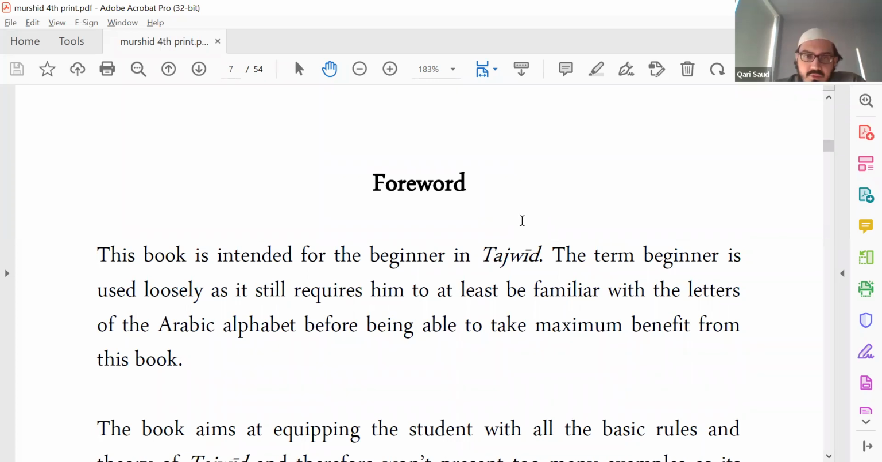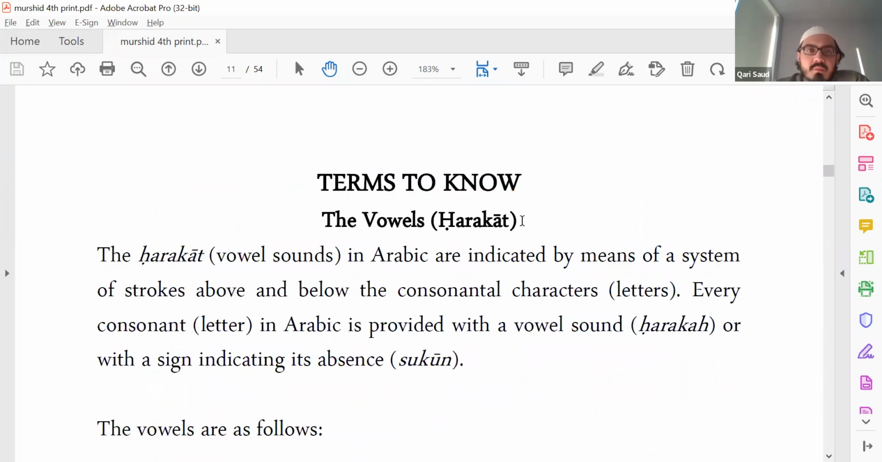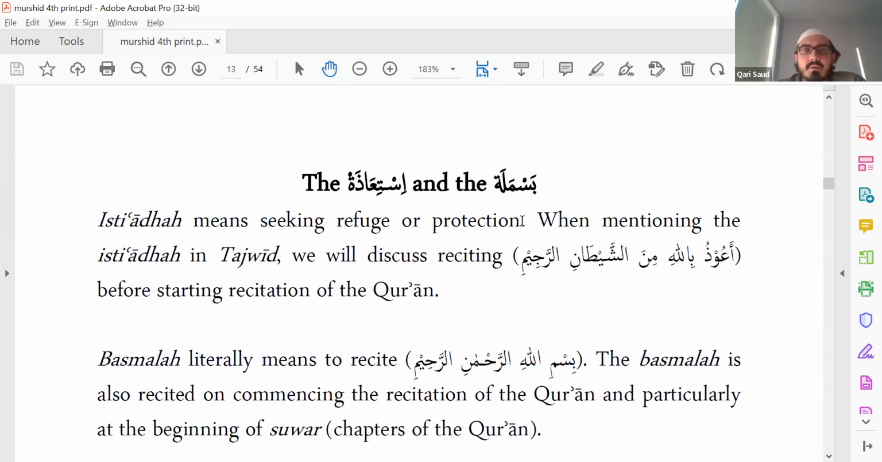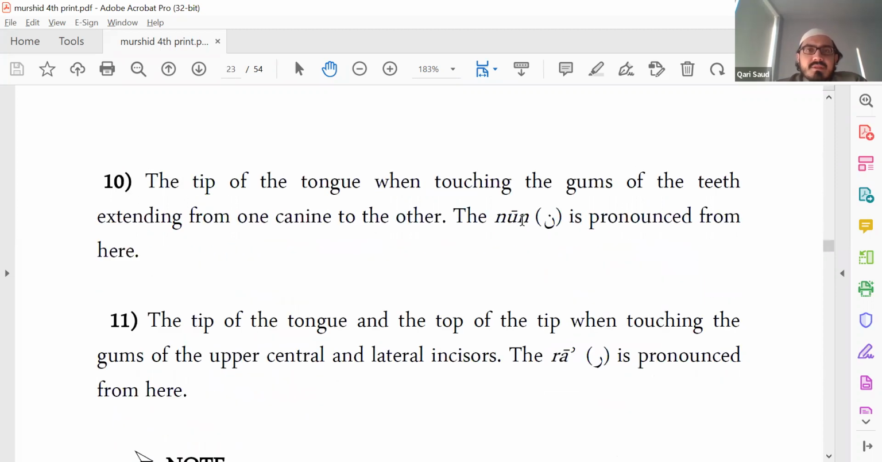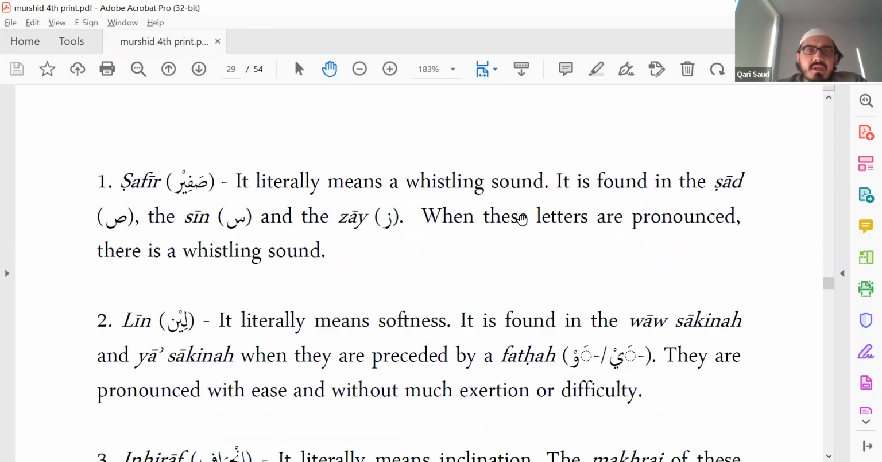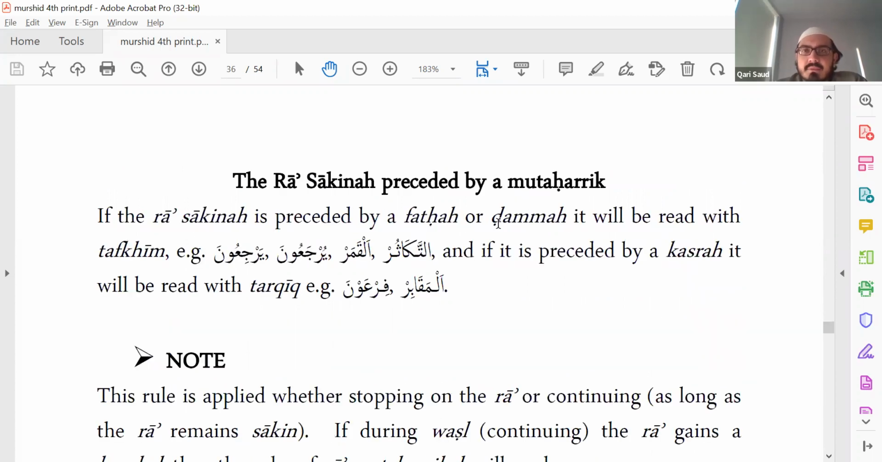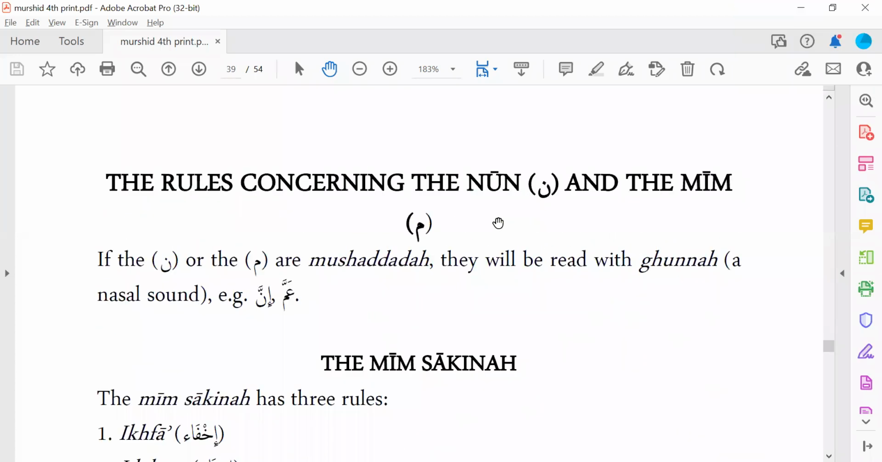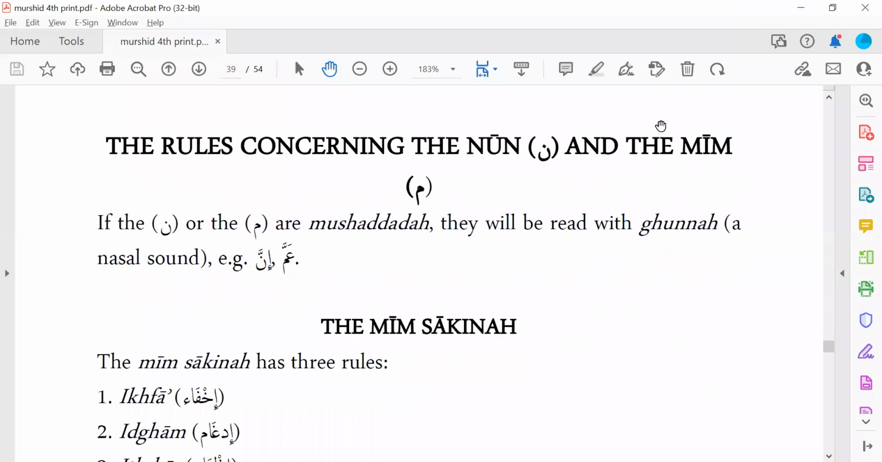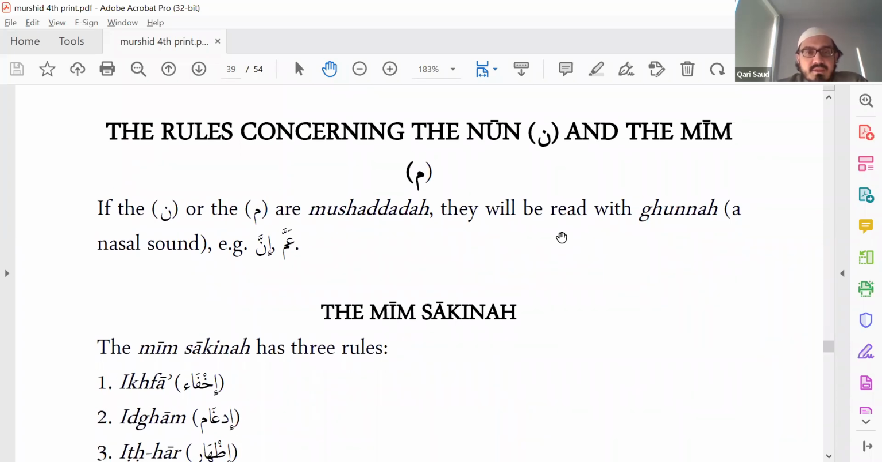Okay, so let's do a quick recap here before we move on to our new lesson, inshallah. This is the lesson on Noon Sakin, Meme Sakin. Does everyone recall what we studied last week? Yes. So we did this actually 2 weeks back, but last week we revised this.